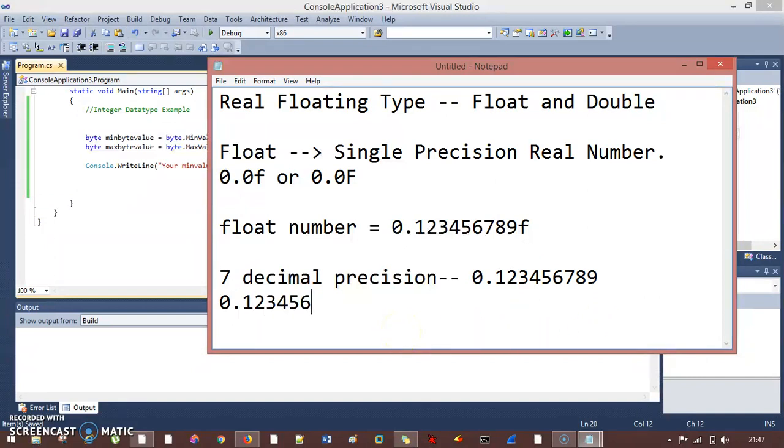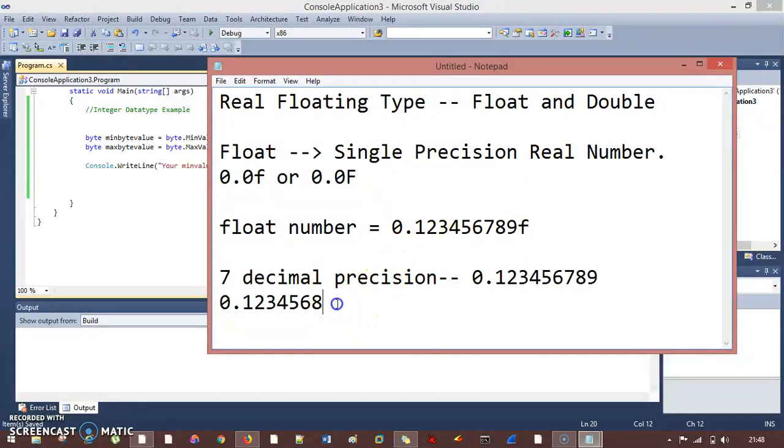0.1234568. When the 7 digit comes, it will round it up to 8. If you count it, 1, 2, 3, 4, 5, 6, and 7, so 7 decimal precision. It supports only 7 decimals. Since 7 is greater than 5, it will convert it into 8. If it is lesser than that, then it will round down. So this is the output of this number, and this supports 7 decimal precision.